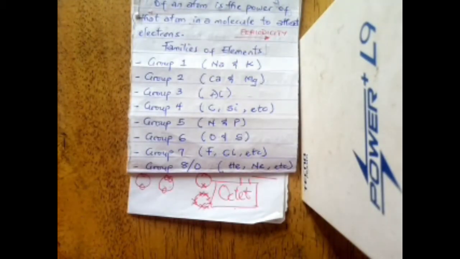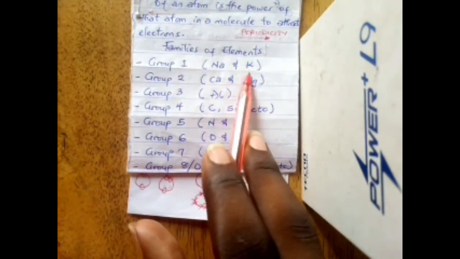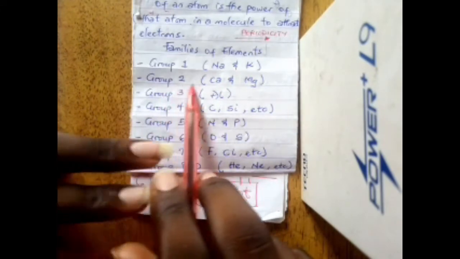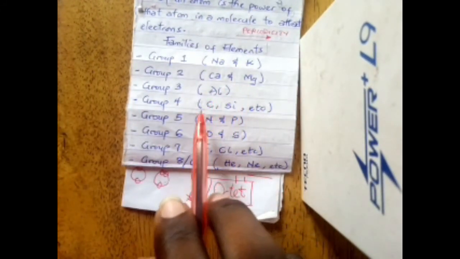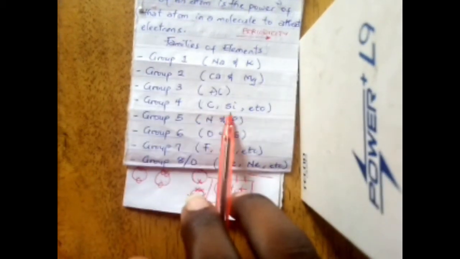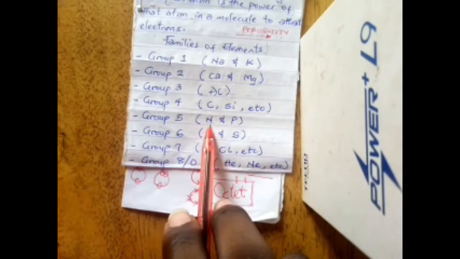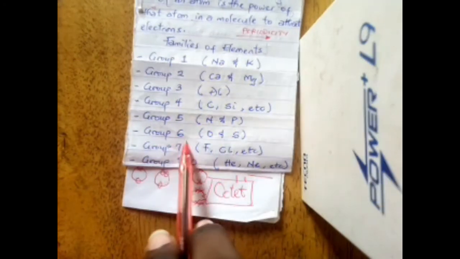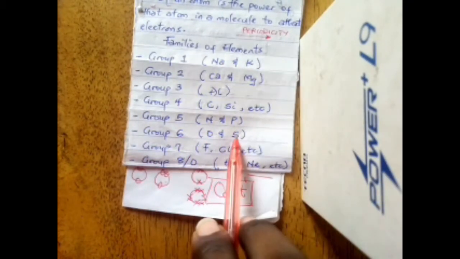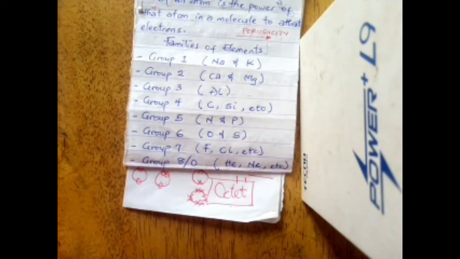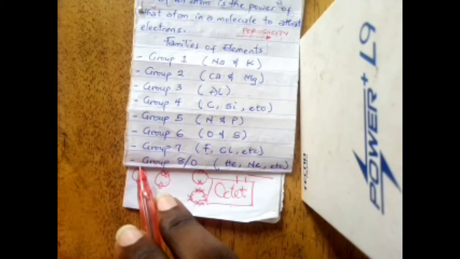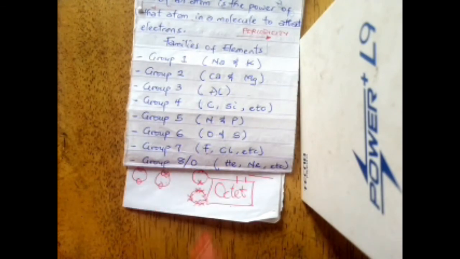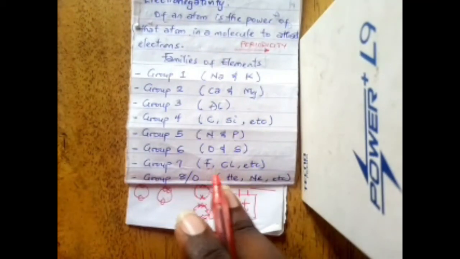So in summary now, you have families of elements. You have elements of group 1, sodium and potassium. You have group 2, calcium, magnesium. You have group 3, aluminium, the aluminium family. You have group 4, carbon, silicon. Group 5, you have nitrogen and phosphorus. Group 6, oxygen, sulfur. You have group 7, the halogens, fluorine, chlorine. And you have group 8, group 0, helium, neon. So these are referred to as the noble gases.